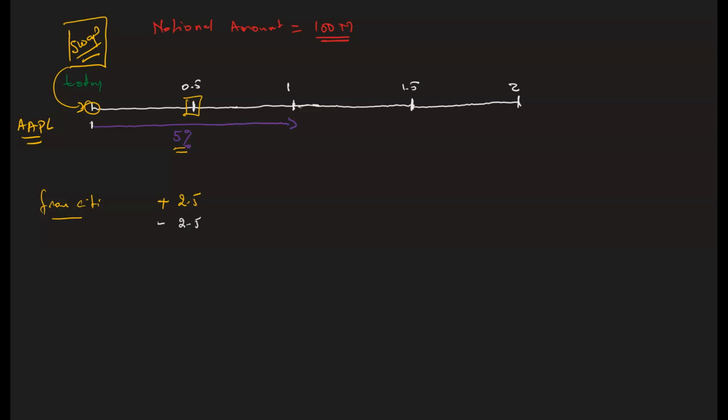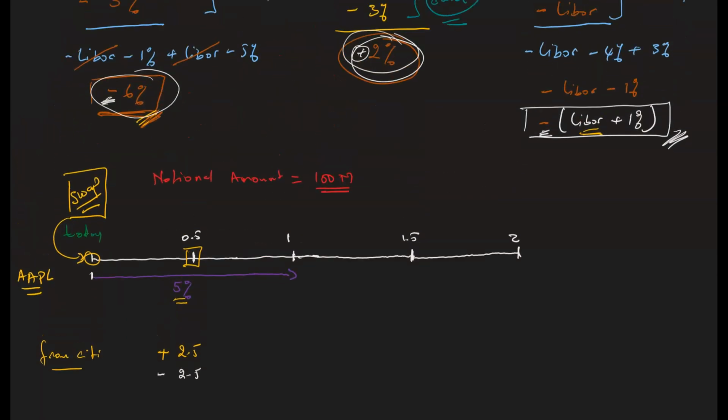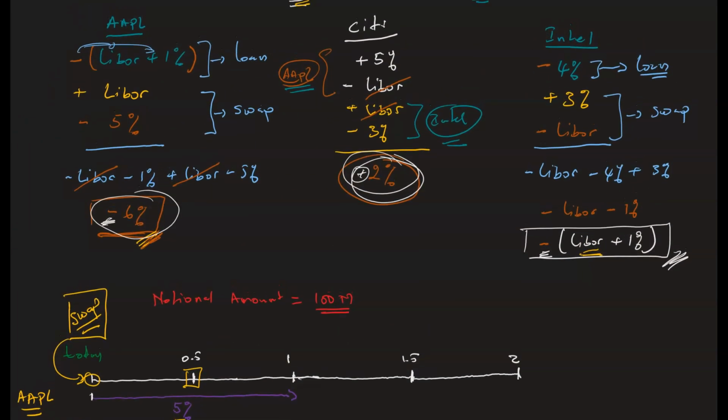Next, what else do we have with respect to Apple? They received 5% from Citi. They paid 5% to Citi. And what else did they have? They had to pay their loan, right? Because that was the swap. That's the outcome of the swap.